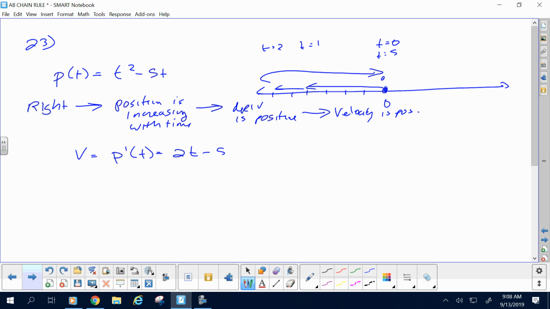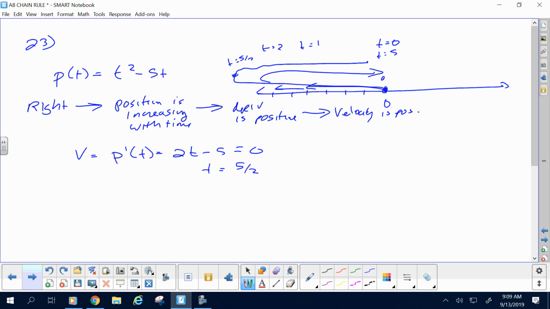Now, if I want to know positive, then I mean sign test. And sign test starts with zeros. You agree that the velocity is 0 at time equal 5 halves. How is this particle moving then at 5 halves? It's momentarily at rest because it stopped moving there. So I would imagine that's the great dividing line between when it was moving left and then started moving right. It must have been at time equal 5 halves.